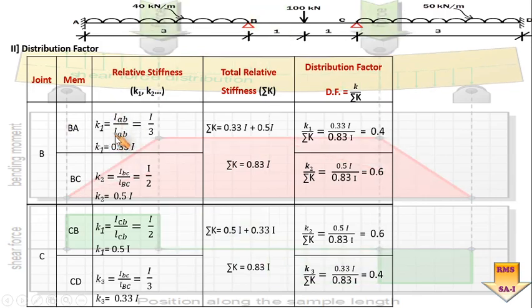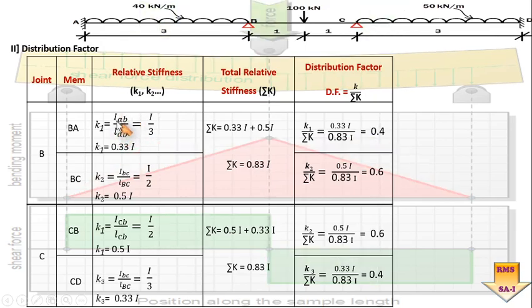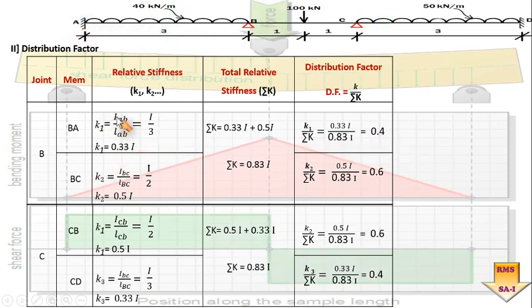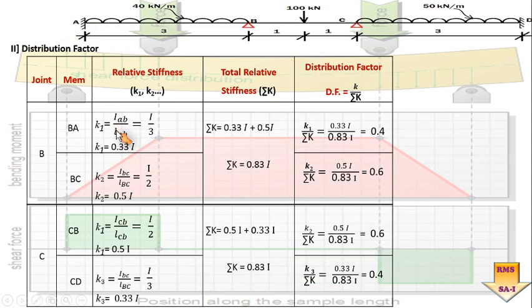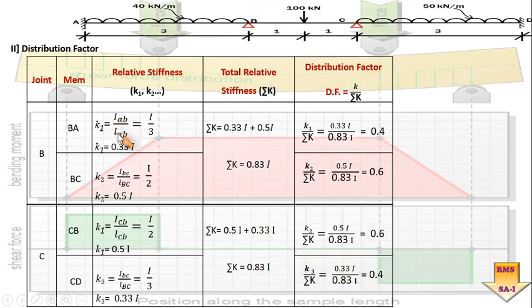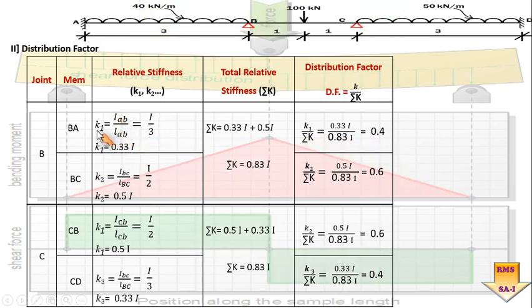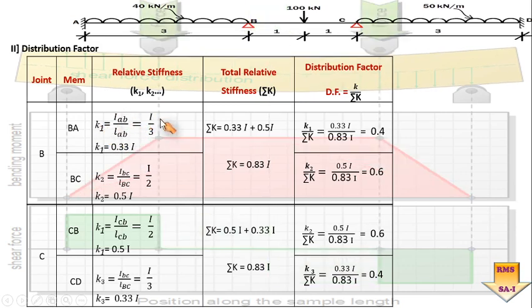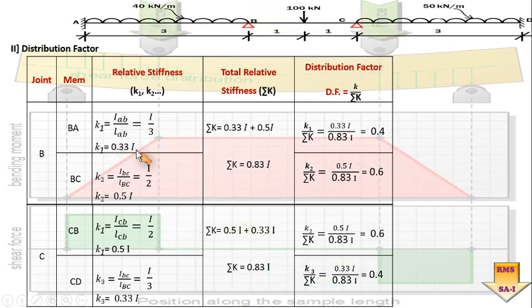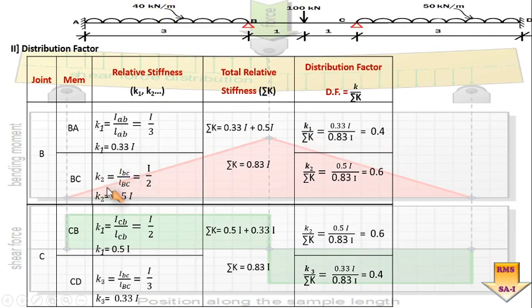Is it okay? So here this is simply I by L, because if we talk about the stiffness of an individual member, with the far end fixed, it will be 4 I by L. But when we are talking about the relative stiffness about that joint, it has to be 4 by 4 I by L. Is it okay? So the 4 gets cancelled, so the only remaining is K1 equal to I by L. Putting the appropriate values of moment of inertia and the span, we got a value of K1 equal to 0.33 L. Is it okay?